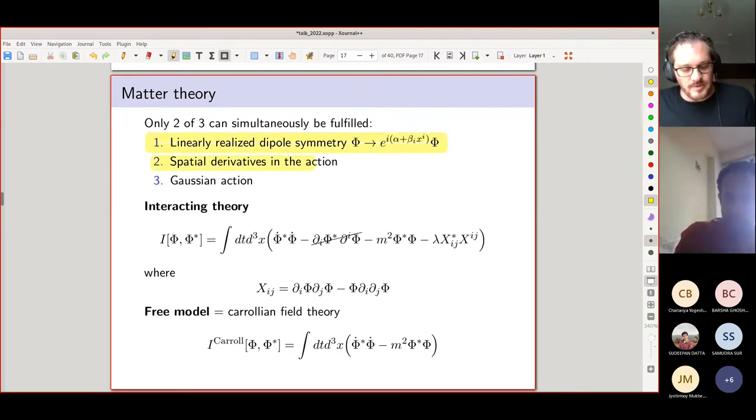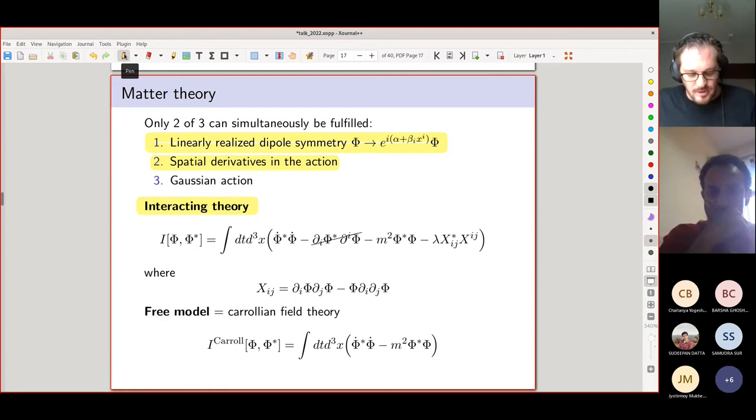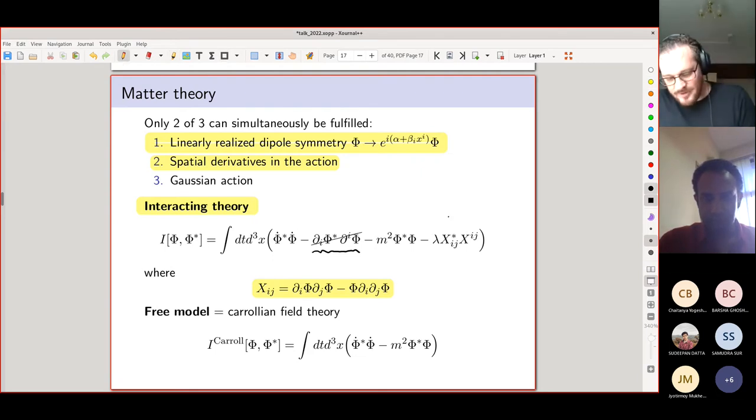The other option is if you have a linearly realized symmetry and you want to have spatial derivatives in the action, then you're led to the following popular model, and that is the one I will mostly focus on. That is immediately an interacting theory. Let me describe some of the features of this theory. First of all, this term here, which is the usual gradient term that you're very used to from your Poincaré invariant theories, is forbidden due to these linearly realized dipole symmetries. If you want to have some spatial derivatives in the action, one uses the following object, which is immediately a non-Gaussian, interacting theory. This is the tricky part, because it's fourth order in phi.